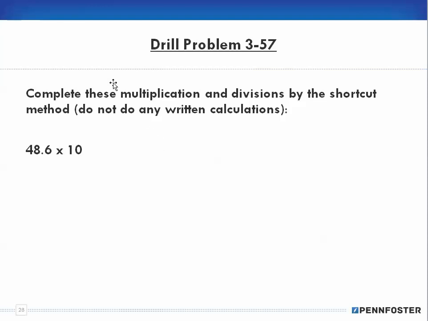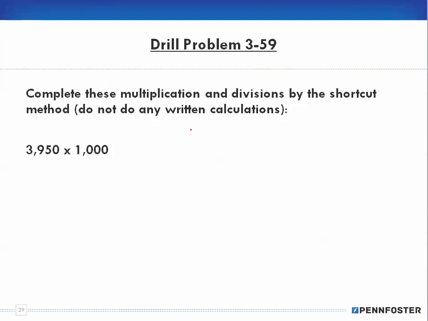Complete the following. Look back to the previous problem here. 48.6. Since I'm multiplying by the tens place, I'm going to go to the right, move it 1. 486 is my answer. Obviously it's 10 times greater. So if I have 48, 10 times that amount has to be at least 480, right? Makes sense?